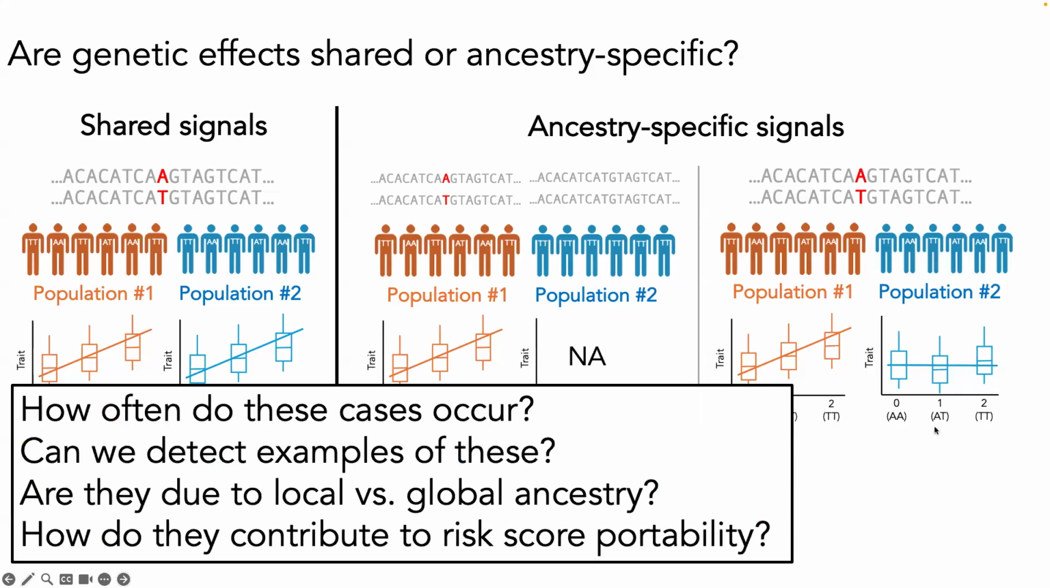And so questions that we had are, well, how often do these cases actually occur? And if these ancestry-specific signals are real, then can we actually detect specific examples and try to understand what is happening at those? If they are ancestry-specific, are they due to global ancestry, local ancestry, something else? And if we had a better picture of what's going on for these different cases, could we use that to improve risk score portability, our ability to transfer things like polygenic risk scores across different populations?